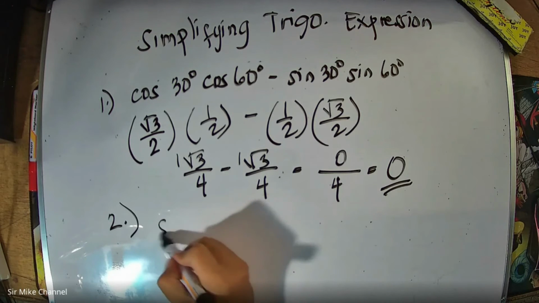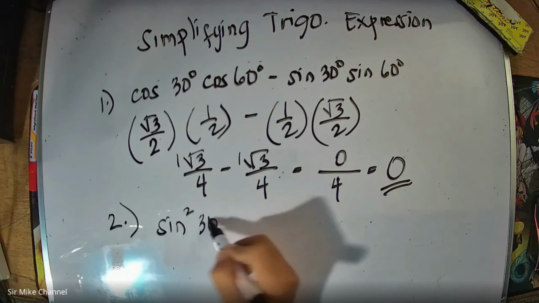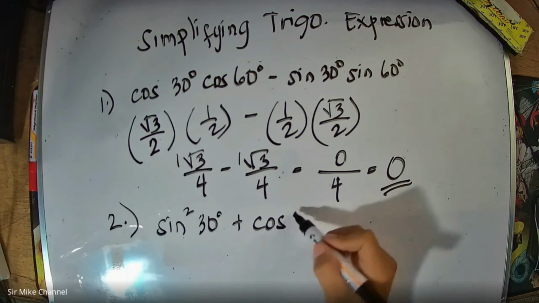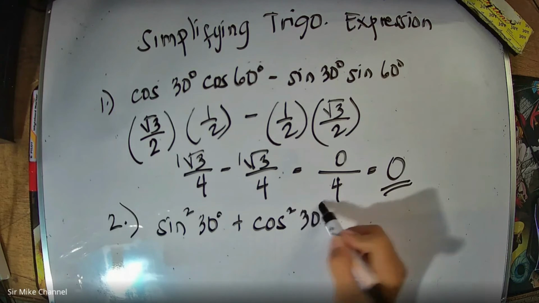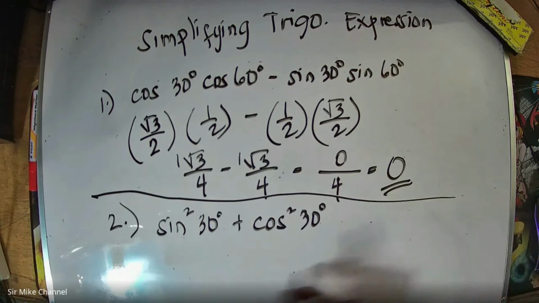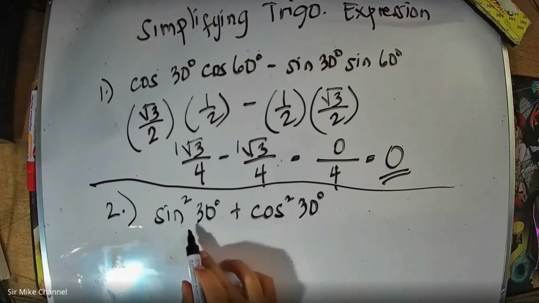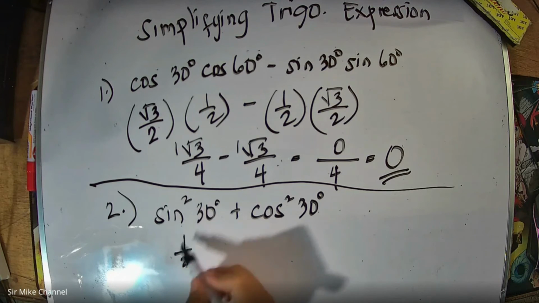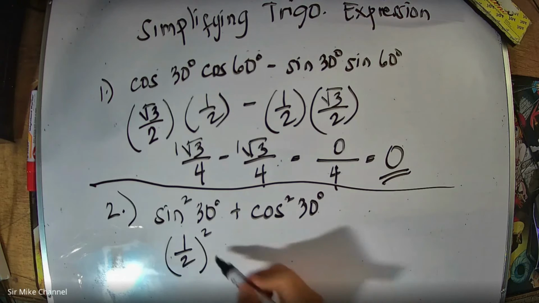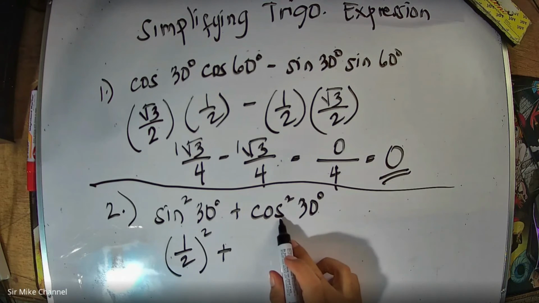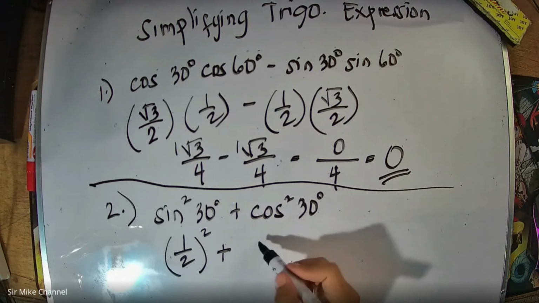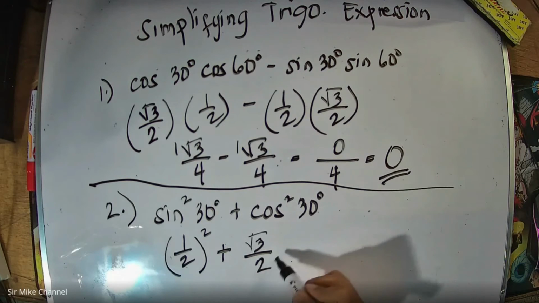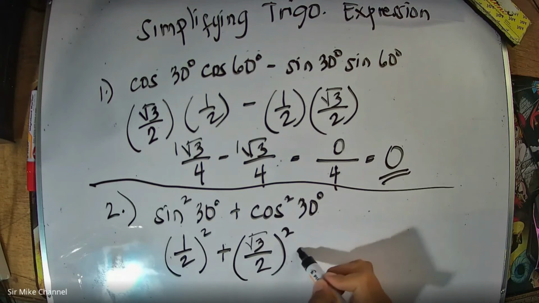Let's say we have sine squared 30 degrees plus cosine squared 30 degrees. Pag may nakita kayong example, kunin mo ang equivalent ng sine 30 muna. Ang sine 30 is 1 half. Then, meron tayong squared. Plus, ang cosine 30 natin ay square root of 3 over 2. Then, meron tayong squared.